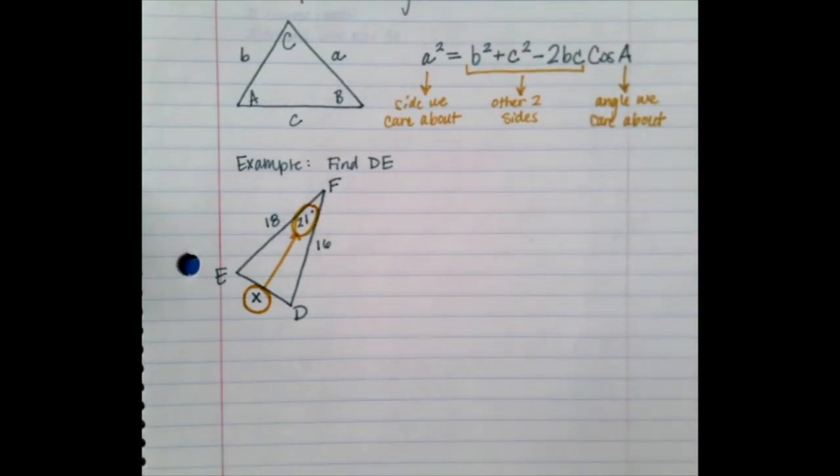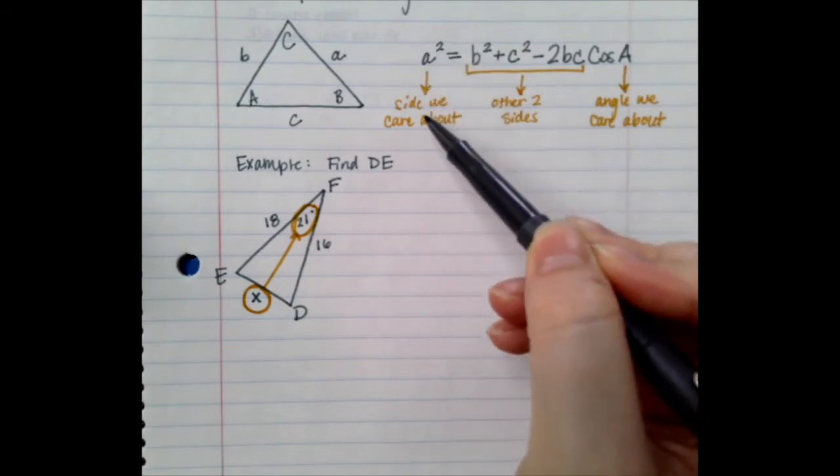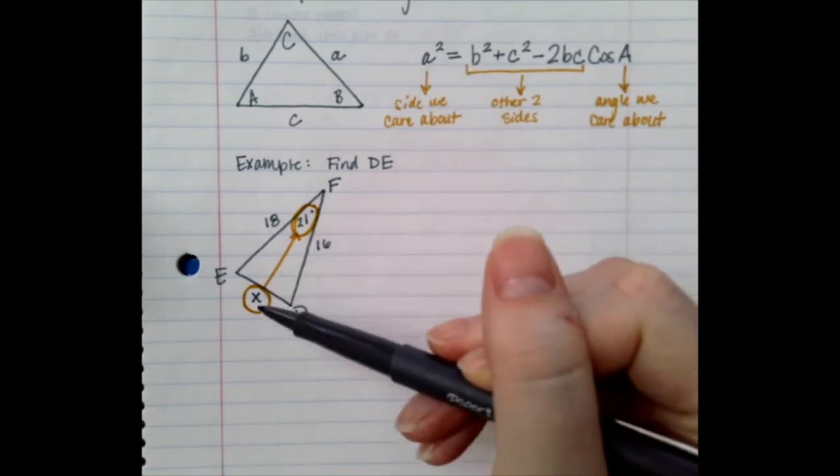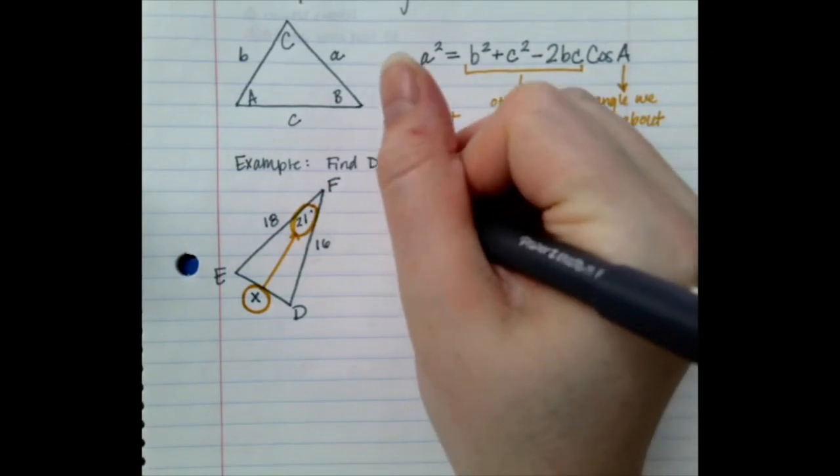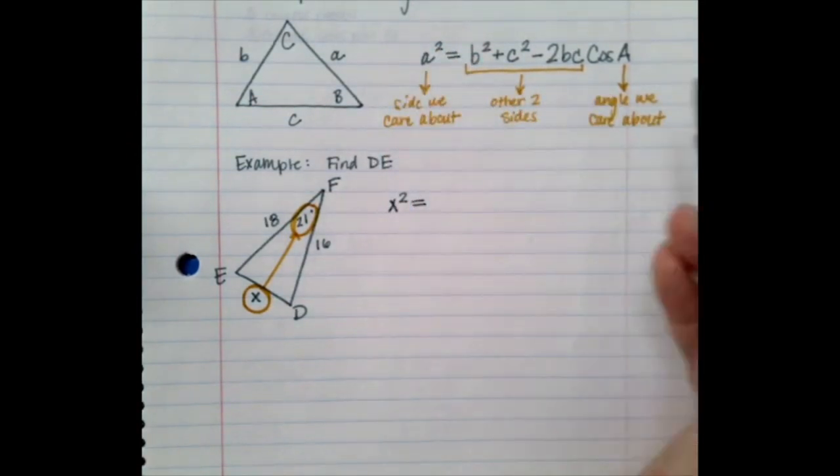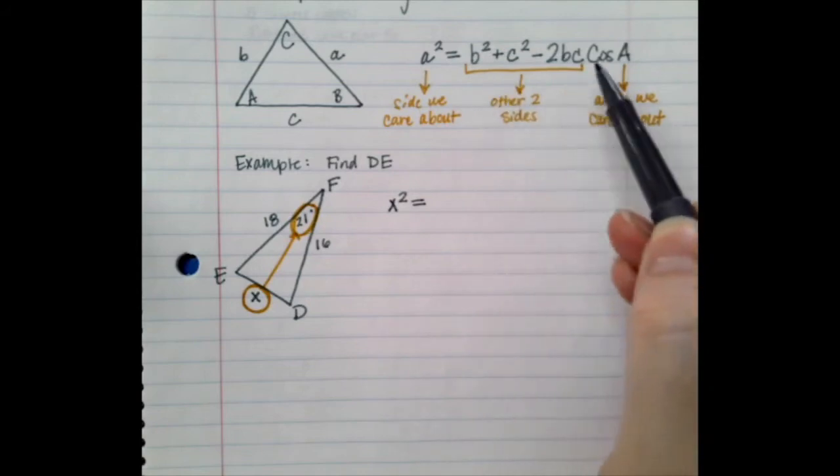And so let's start filling this in. So the first thing we start with is the side that we care about. So the side we care about is this x. So I have x squared. Then this chunk are just the other two sides.